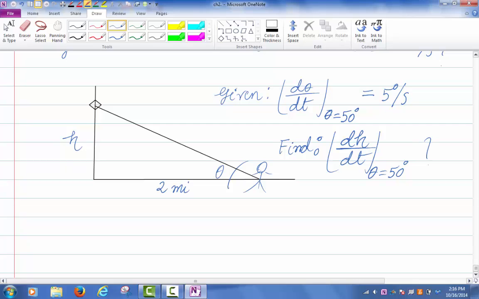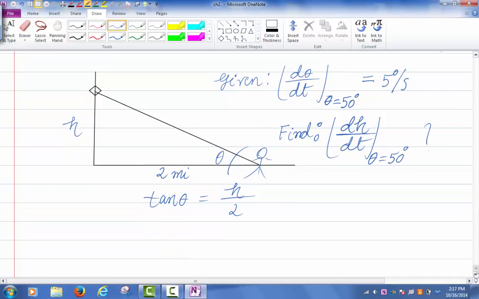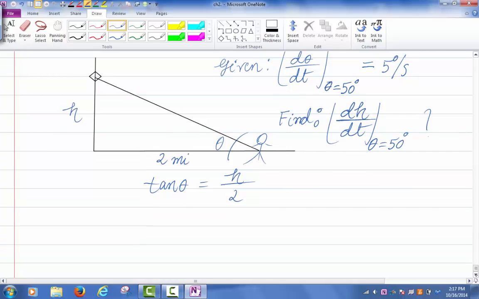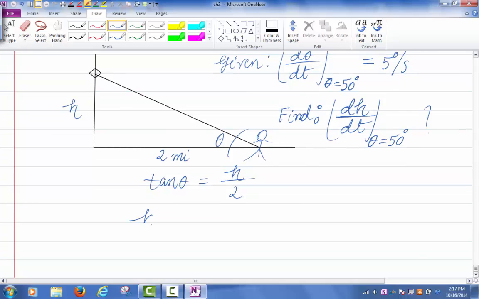Hold on a second. So remember, for theta, what is h? H is the opposite, right? And 2 miles, that's the adjacent, right? So basically, you should say that tangent of theta is the opposite h over the adjacent 2, right? So it's not sine or cosine, which involve the hypotenuse. Okay, so then from here, what do you get for h? You get h is 2 times tangent of theta.